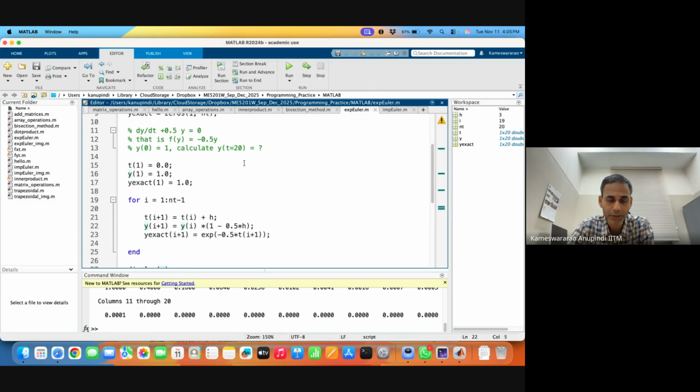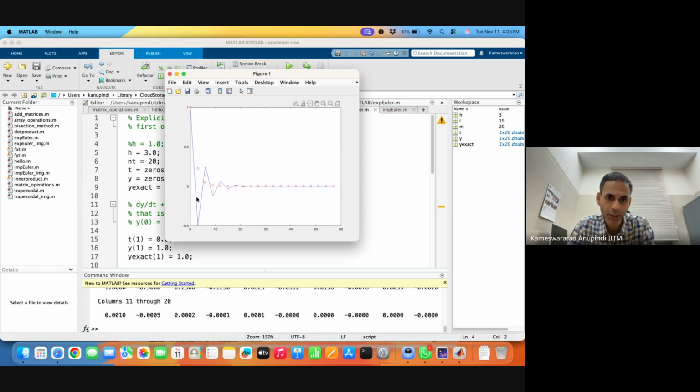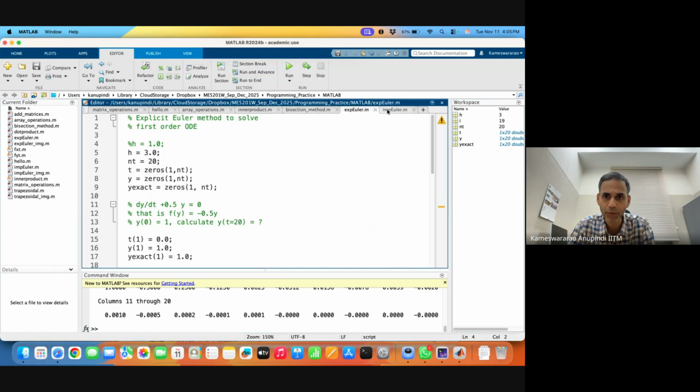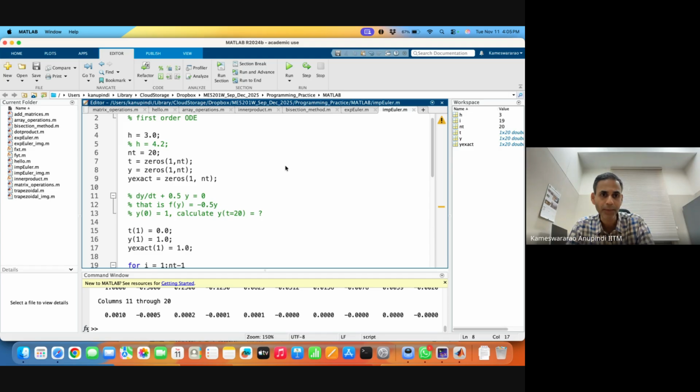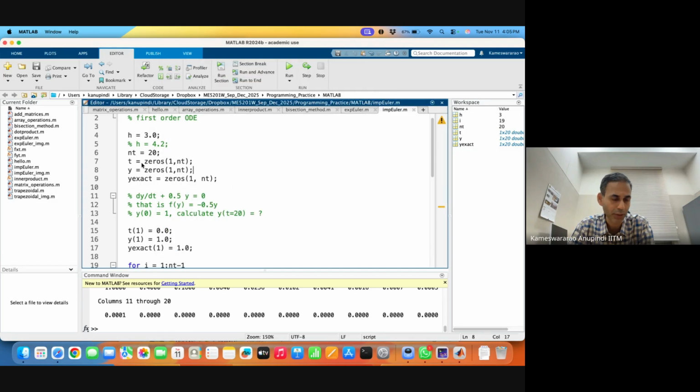I can rerun this actually. The explicit Euler, h equals 3, and run this. You see that explicit Euler is already showing oscillations, which is not correct. Whereas when we go to implicit Euler, it is still stable, even for h of 3. It still gives you a nice, bounded solution.